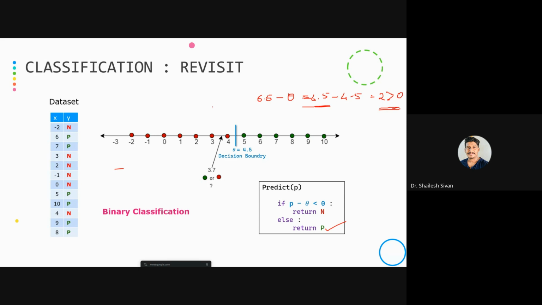Okay, and what about the class of minus 1.5? Will it be a positive class or negative class? How will you conclude that? Minus 1.5 minus 4.5, which is equal to what? Minus 6, which is a less than 0 value. Then we can conclude that it is a negative data point or a negative class object. Are you getting the idea clearly? Yes, sir. So this is the decision point, and this is our decision rule.